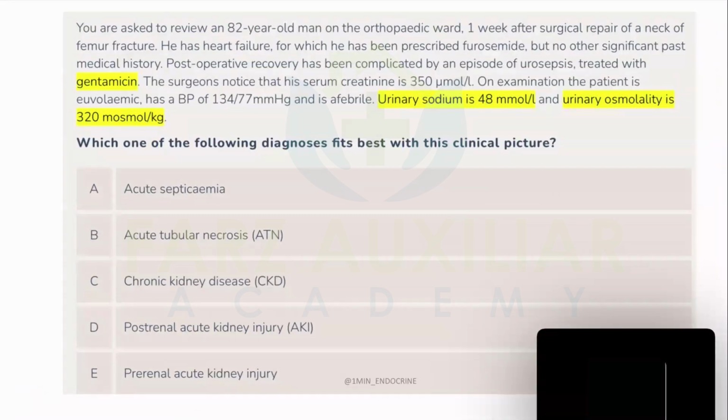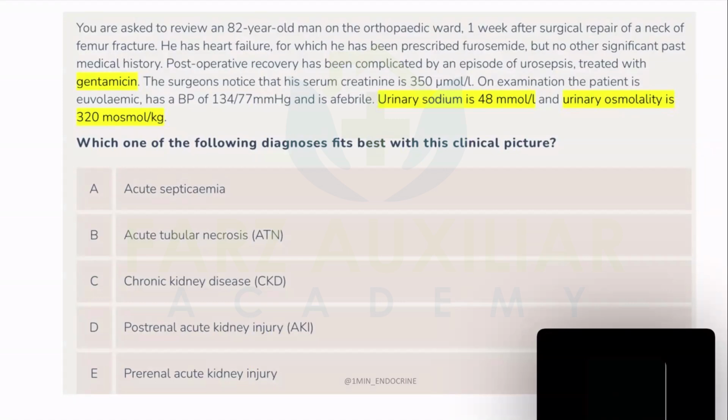Let's go through the question. It's a long stem. 82-year-old man, orthopedic ward, 1 week after surgery of the femur, heart failure, furosemide, no other significant medical history. So he's an elderly person who has got a neck of femur fracture, and he also has heart failure. He is on medications of Lasix.